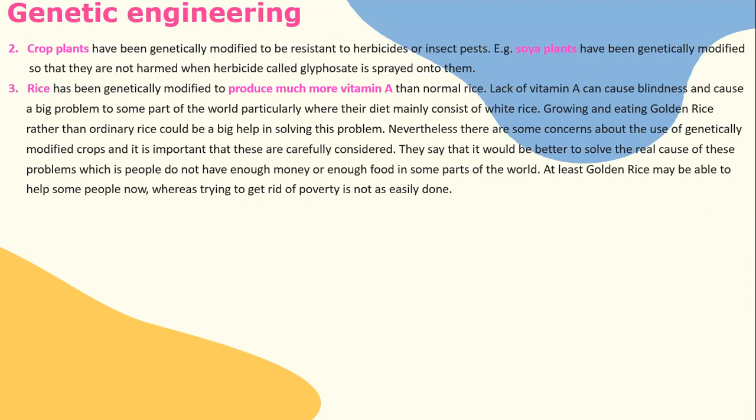Nevertheless, there are some concerns about the use of genetically modified crops, and it is important that these are carefully considered. Some say that it would be better to solve the real cause of this problem, which is that people do not have enough money or enough food in some parts of the world. At least with golden rice, we may be able to help some people now, whereas trying to get rid of poverty is not as easily done.